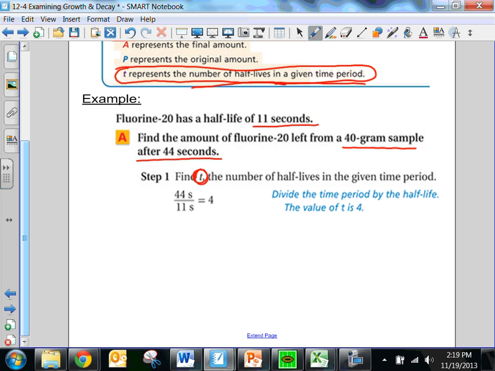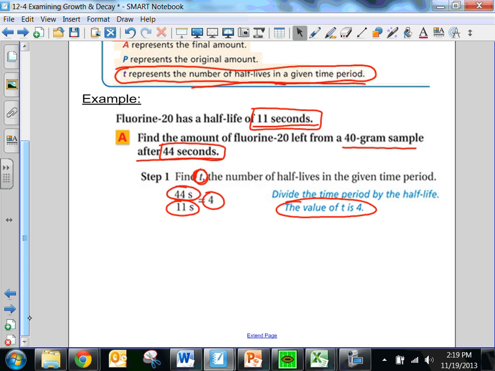So the time period that it gives us is 44 seconds, and the half-life is 11 seconds. And both of those come from the problem. It says 11 seconds is the half-life, and that it's 44 seconds. So we do that, we get 4 as the time period. The value of T is 4.